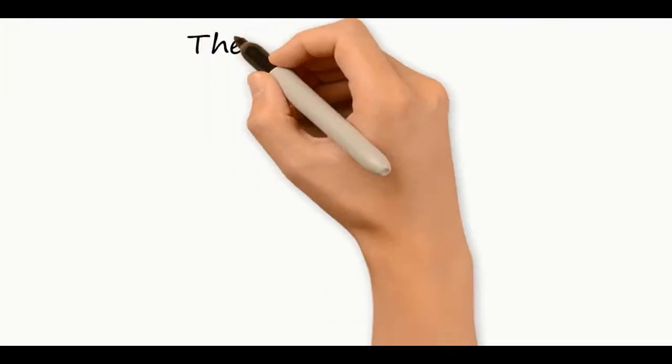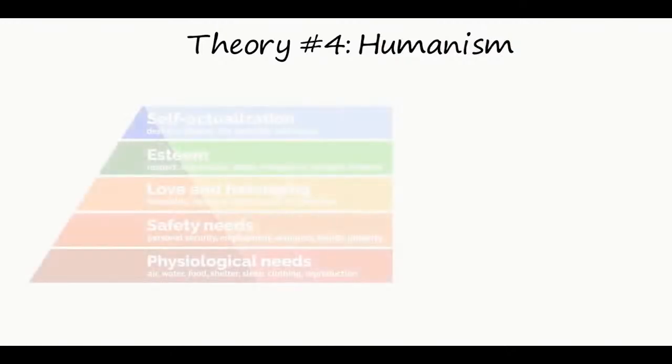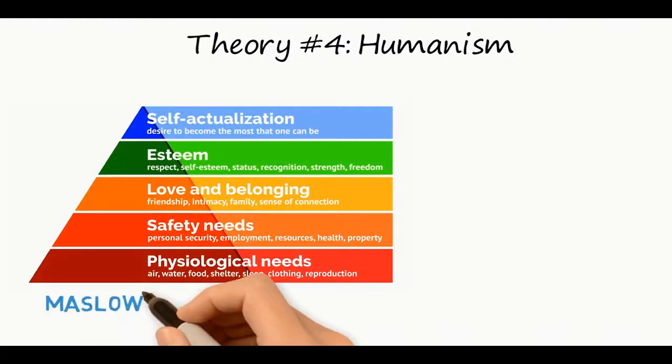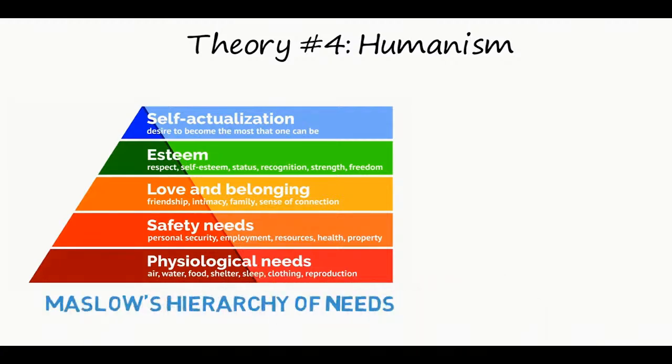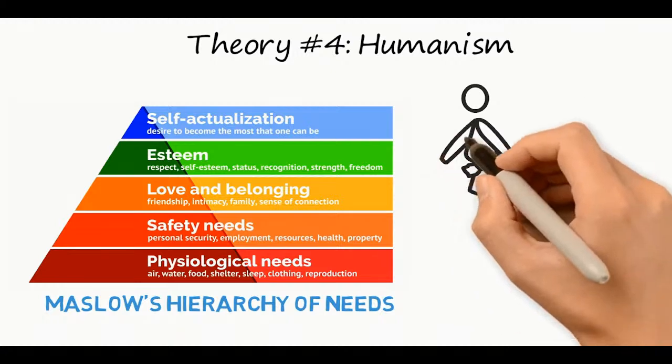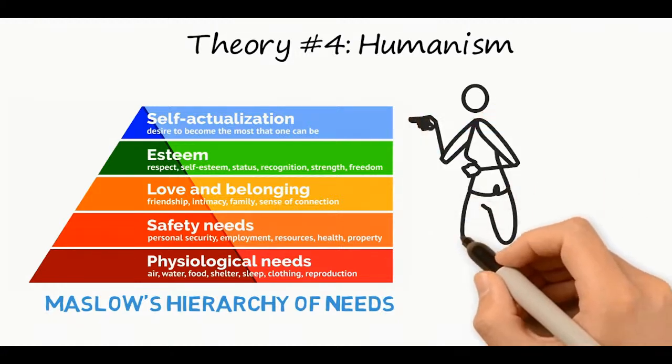Theory number 4, Humanism. Humanist learning theory approaches learning as a way to fulfill an individual's potential rather than meeting specific learning targets. Maslow's research on the hierarchy of needs is a major concept within this theory, as it focuses on the whole person, specifically the cognitive and affective needs of the learner. The theory holds that self-actualization is the ultimate goal of each individual.